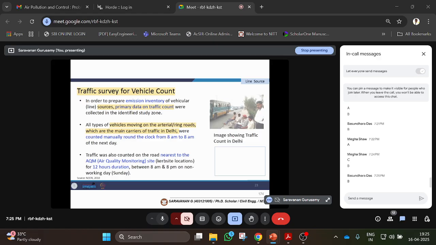Like see, here curb side location nearest to the road, 12 hours monitoring they have to do. Like at the pavement they are sitting and doing it.